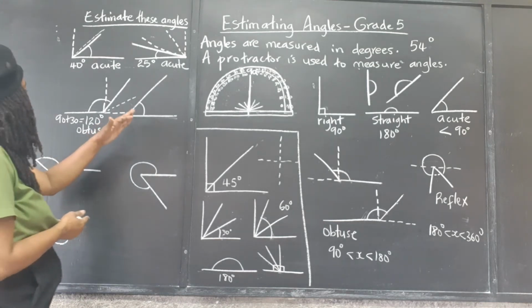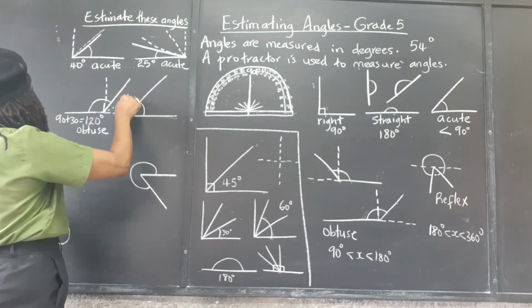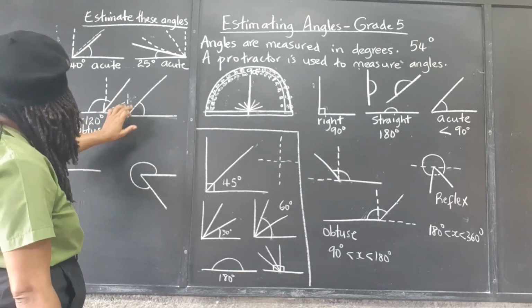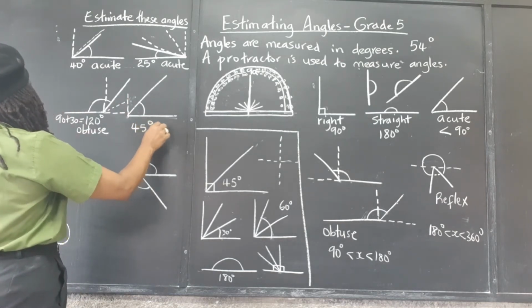Or how about this one? The 90 degree would have come straight down like that. This looks like pretty much halfway. So I'm going to say that's a 45 degree angle, and we know that's acute.